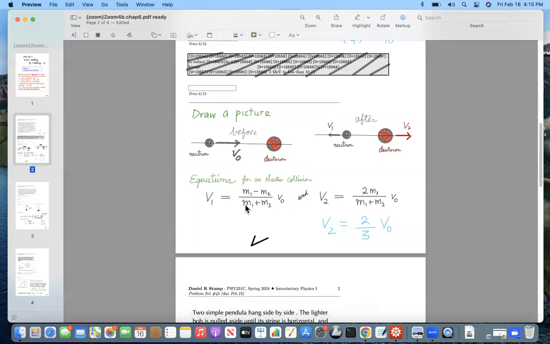1 minus 2 is minus 1, 1 plus 2 is 3. So V1 will be minus 1/3 V0. So it'll bounce off going backward at a speed 1/3 of the speed it had before the collision, but going backwards. Now, what about this equation? M1 is 1, M2 is 2, so this is 2 over 3 V0. So the heavier object will bounce forward. It'll be knocked forward, and its final speed will be 2/3 of V0.